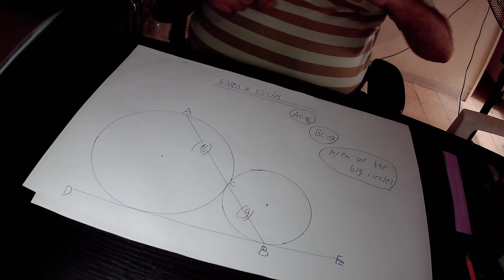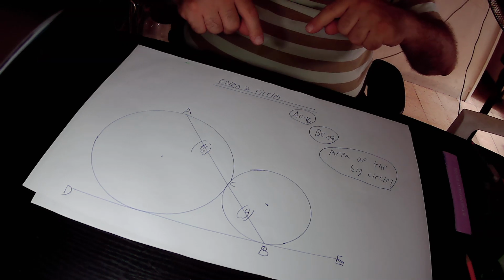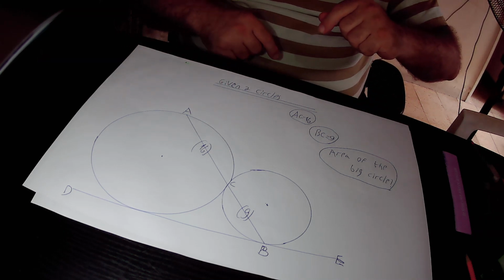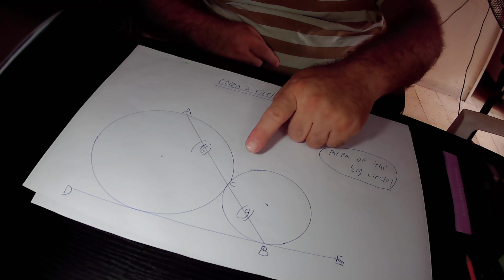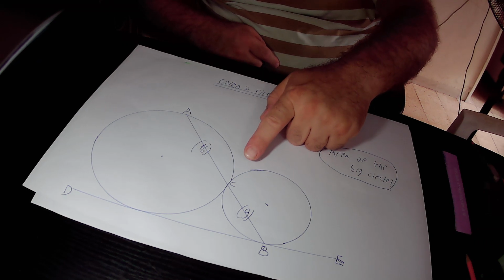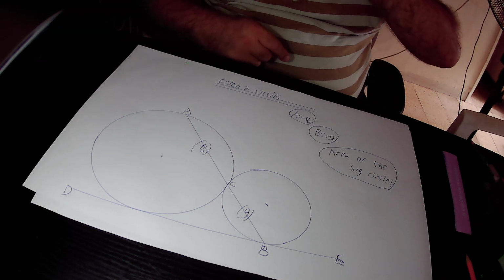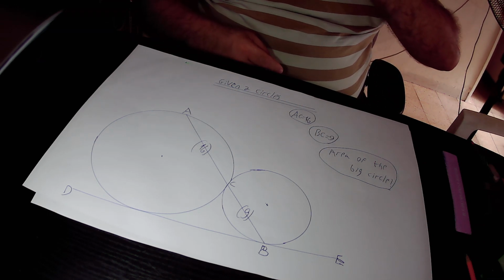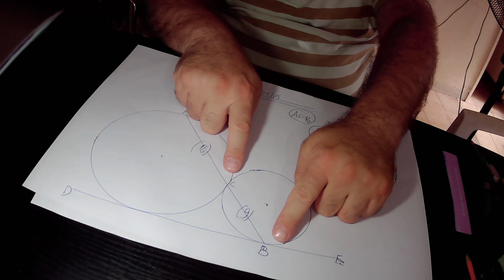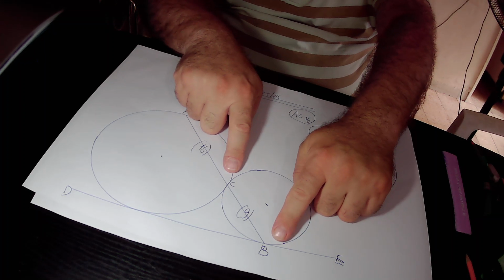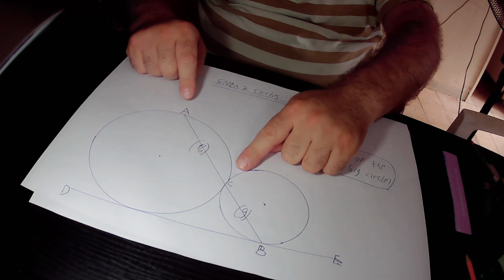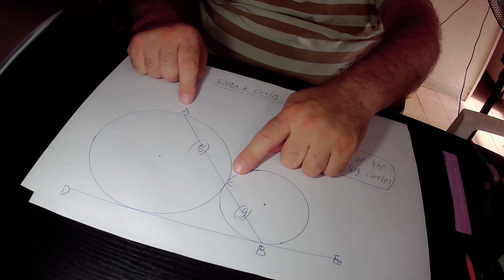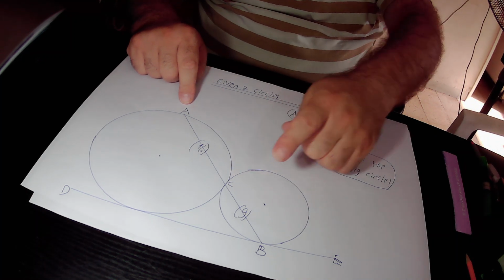In the drawing we have two circles that touch each other at point C. Point C is the point of tangency of those two circles with each other. We know that this is line segment BC, that is equal to 9 units in its length. This is line segment CA, that is equal to 16 units in its length.